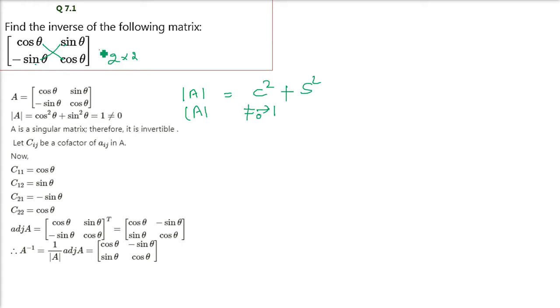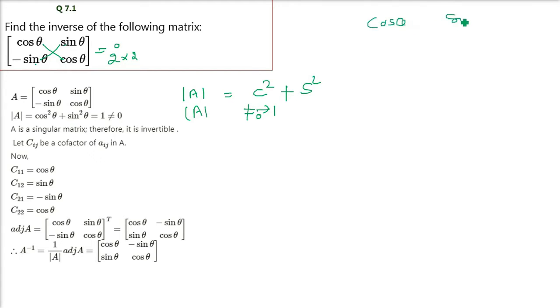Non-singular means the determinant is not equal to 0. Singular means the determinant has to be 0. Therefore, this matrix, which is a square matrix, is invertible because A is a non-singular matrix. So we'll try to find out the cofactor.